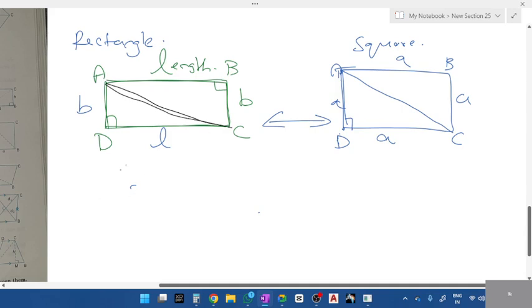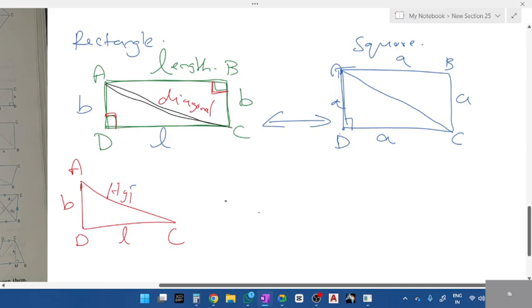I need the diagonal formula. How does this triangle look? ADC. ADC is what triangle? Right angle. How many right angle triangles are there? Total 2. Take the first right angle triangle. If ADC is a right angle triangle, according to the triangle, what is AC? Hypotenuse. According to the rectangle, what is AC? Diagonal. According to the right angle triangle, it is hypotenuse.